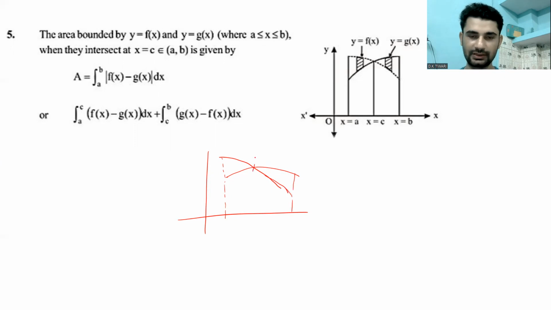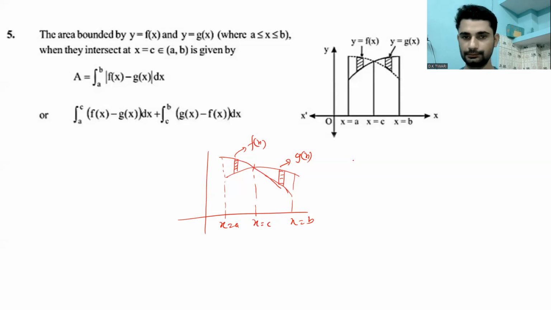Say this point is x equal to C, this point x equal to A, this point x equal to B. This function is f(x), say, and this function is g(x). Okay. Now, we have two approaches to solve this question. First approach, calculate this area.